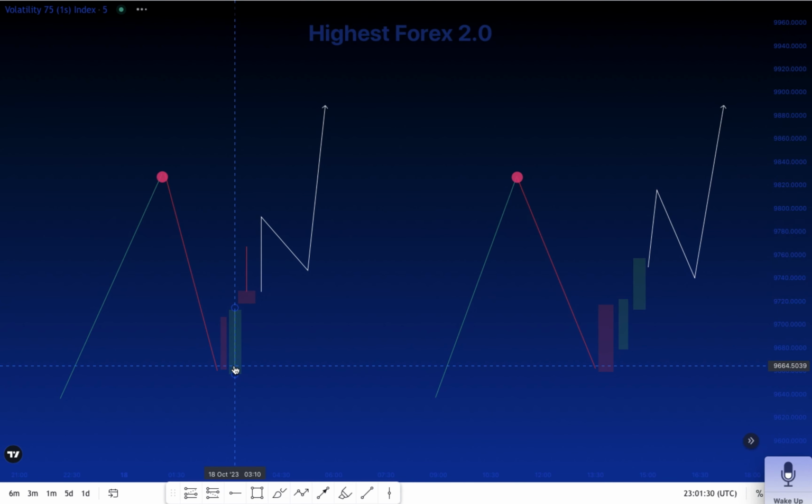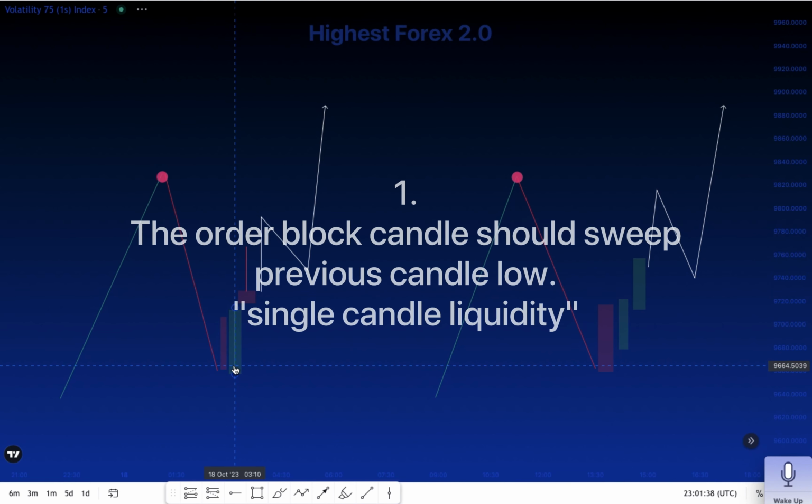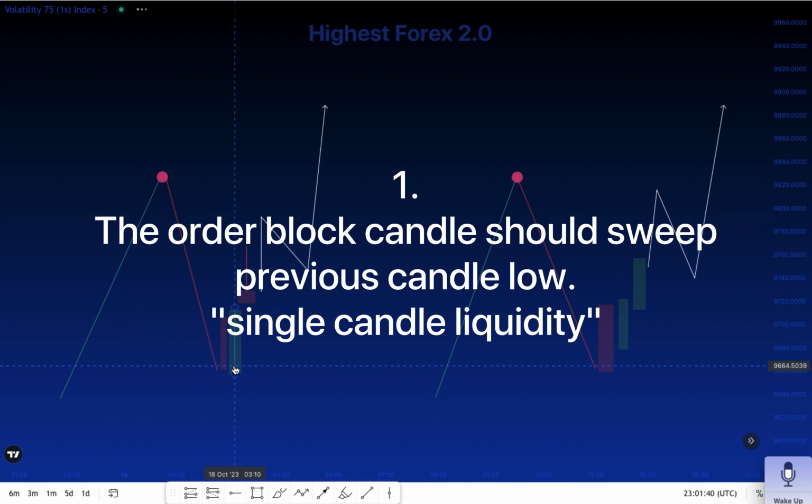All right, now let's talk about criteria for identifying a valid order block. The number one criteria for identifying a valid order block is that your order block candle should take the liquidity from the candle before it. The order block candle should take the candle liquidity before it.